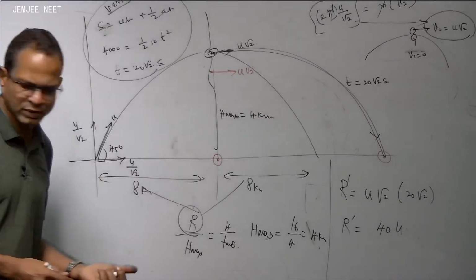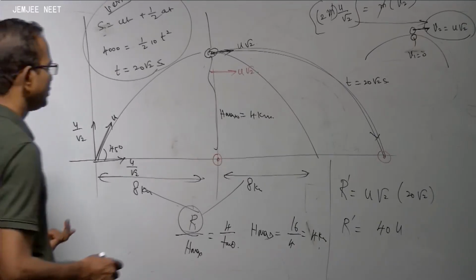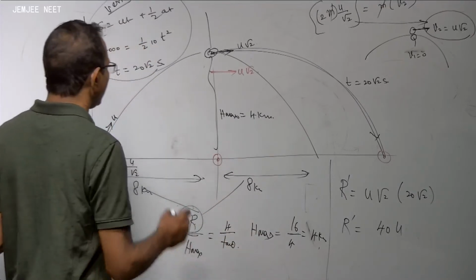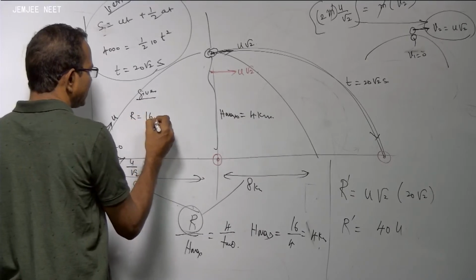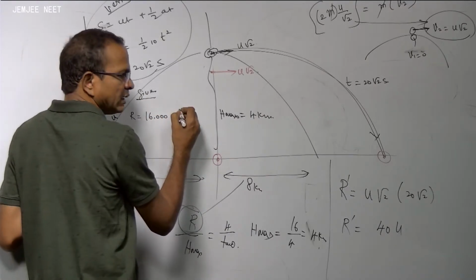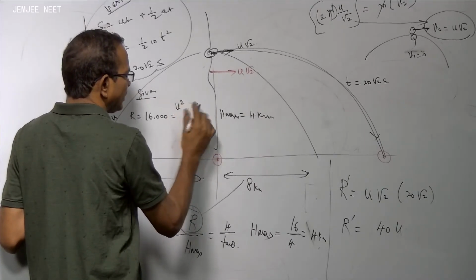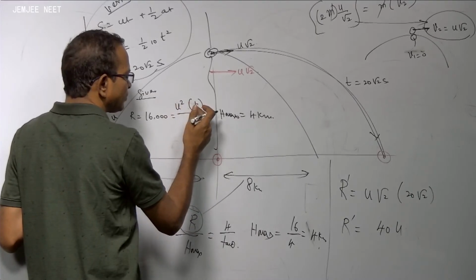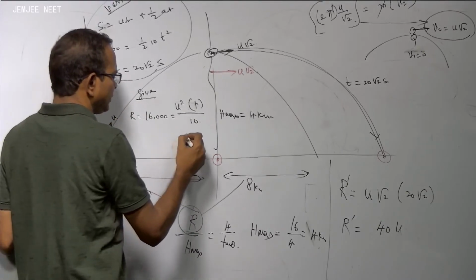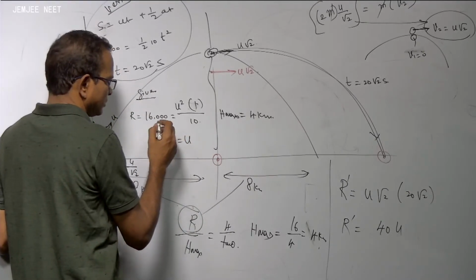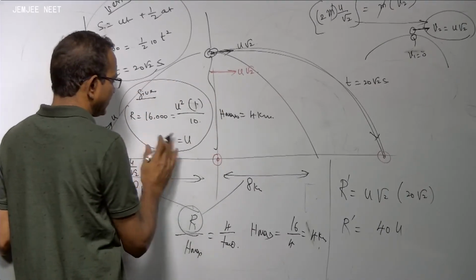If u is known, the problem is finished. How have they given the values? They have given kilometers. If you calculate the u value, it's finished. Can you calculate the u value? We can do it easily. Given r equal to 16,000 equals u square sin 2 theta by g, where sin 2 theta is 1 and g is 10. So what do you get? Tell me. 400 meter per second. Check, 400 meter per second.